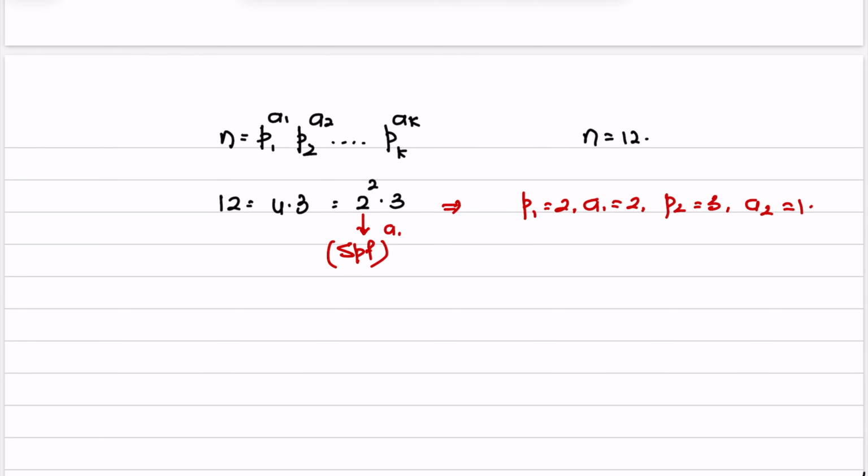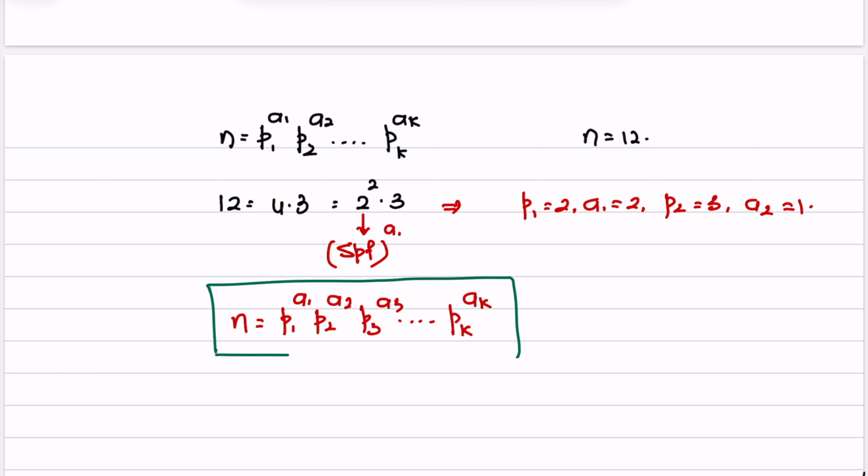Any number can be expressed in this way. Any number n can be expressed as P1 to the power of A1 into P2 to the power of A2 into P3 to the power of A3 into up to Pk to the power of Ak. This is called the prime factorization process. Please get the clarity on it. This is the most important step.